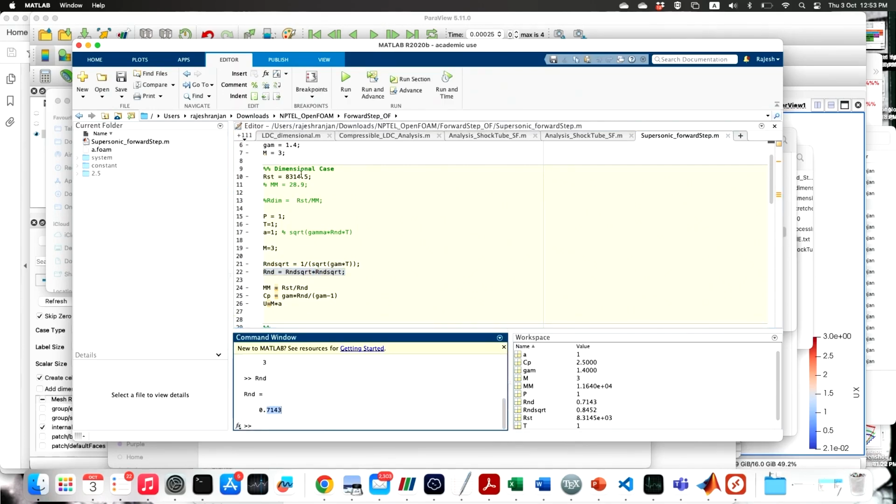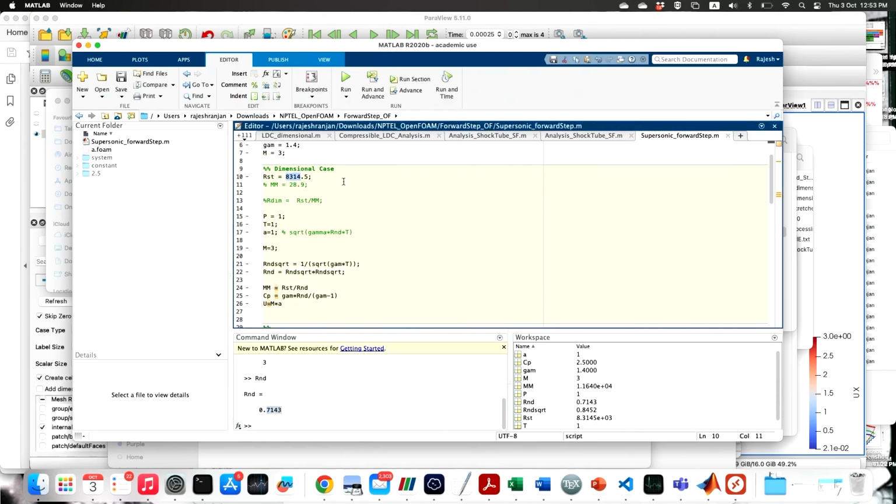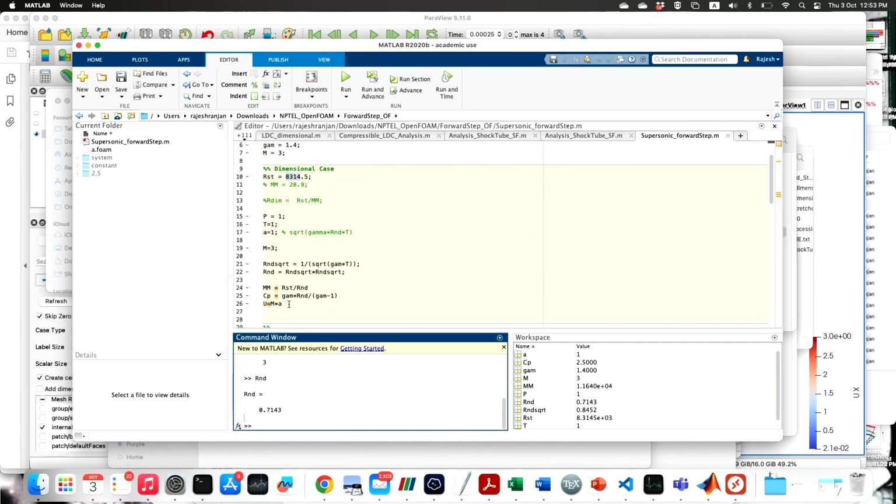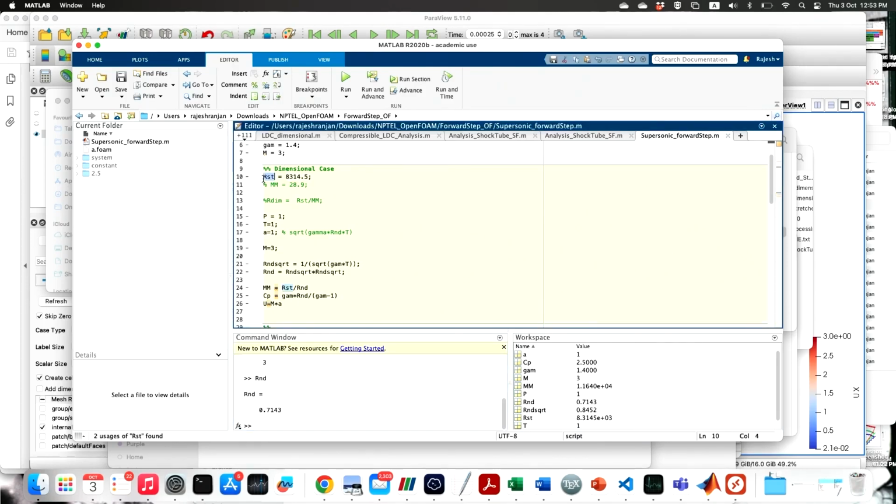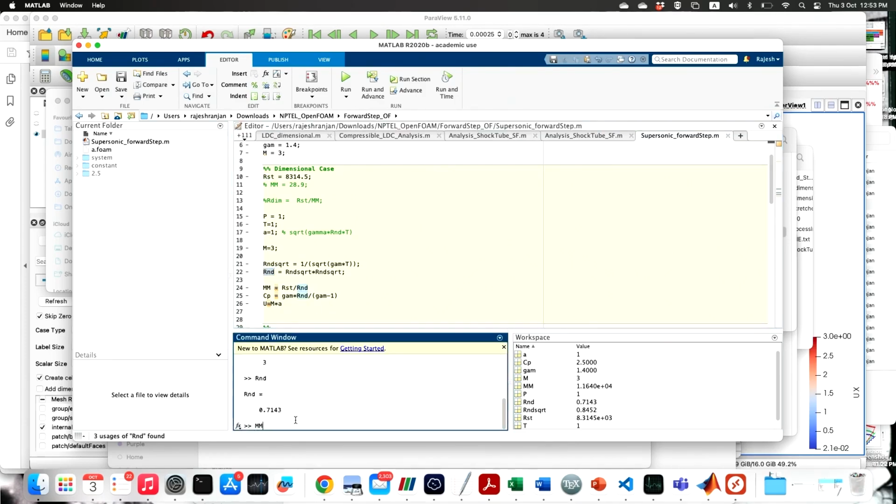Now, your universal gas constant is constant, right, 8314.5. So, the only thing that you can play around with is the molecular mass. Your specific gas constant is the universal gas constant divided by the molecular mass, right. So, the molecular mass will be the universal gas constant, which is given as RST here, divided by the specific gas constant that you got, right. So, that will give you 11,640, right, and then you have to get the Cp also, based on those gas properties.